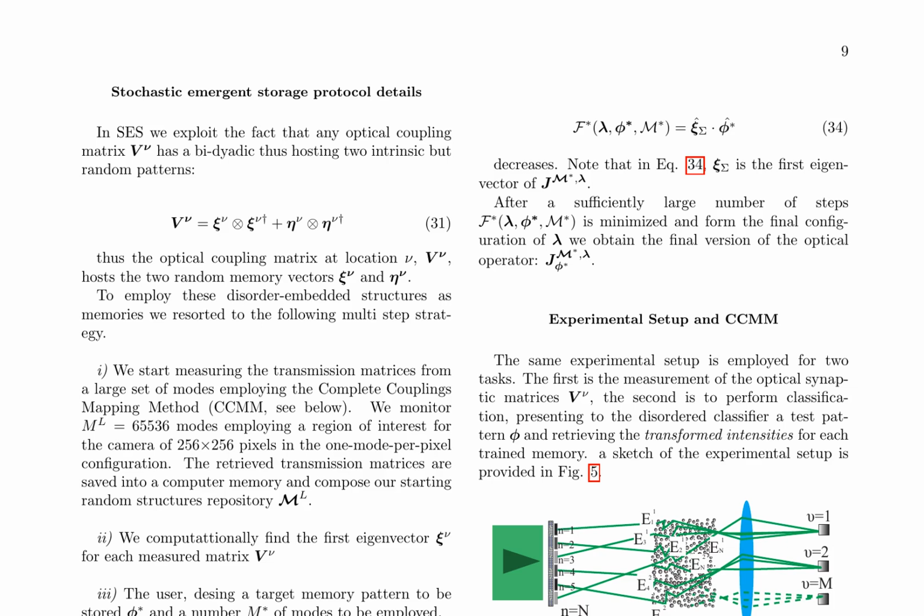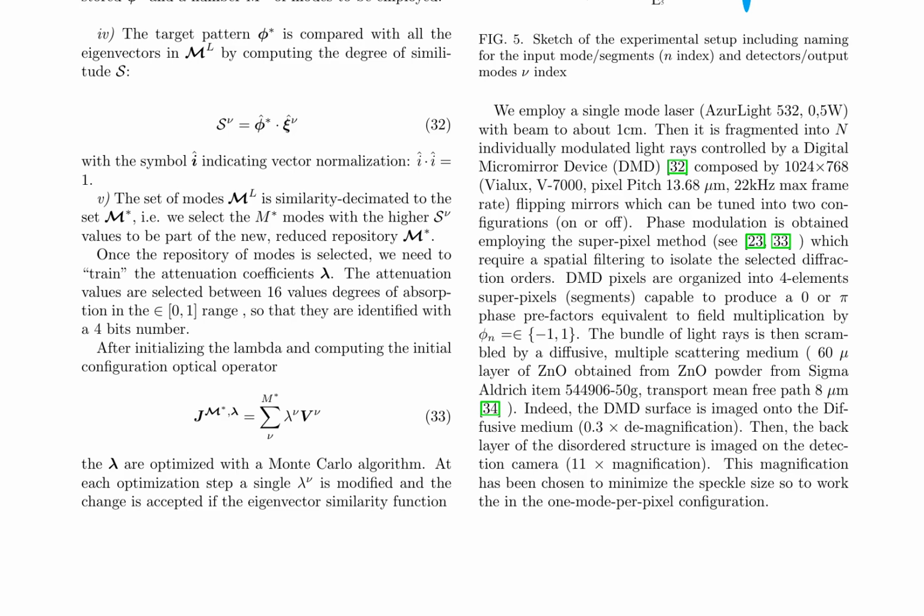First, transmission matrices are measured from a large set of modes using the complete couplings mapping method. The retrieved transmission matrices are saved into a computer memory, composing the starting random structures repository ML. Then, the first eigenvector xn for each measured matrix V nu is computationally found. The target pattern phi and the number m of modes to be employed are designed by the user. The target pattern phi is compared with all the eigenvectors in ML by computing the degree of similarity S nu.